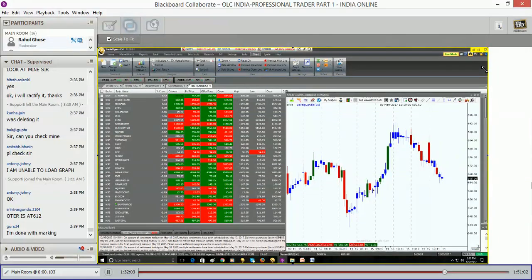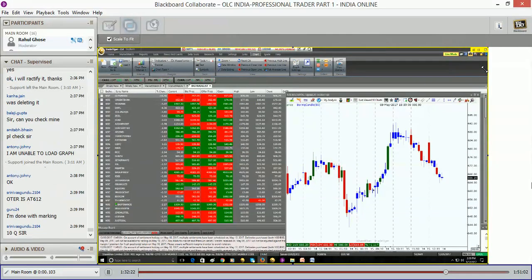Srinivas. Perfect, Srinivas. Good going there. Amitabh, you've marked the second one. Yes, Amitabh, that is indeed correct. Balaji, the level that you are marked on your screen, can you see prices have come back and touched your level?